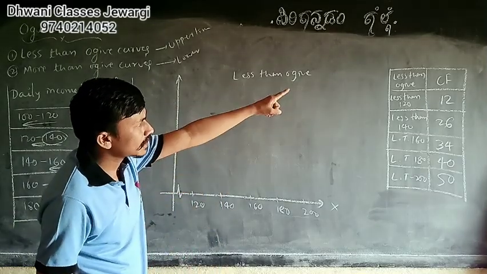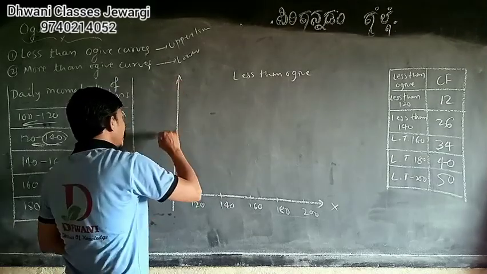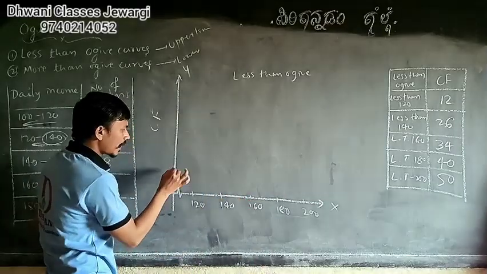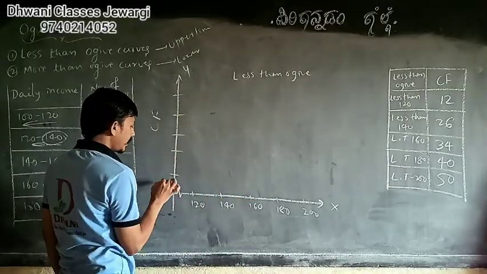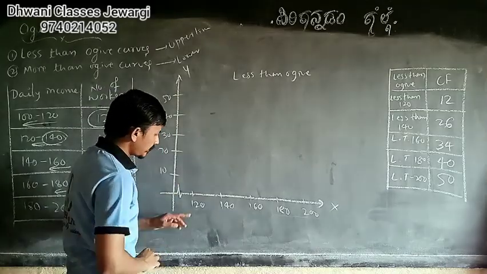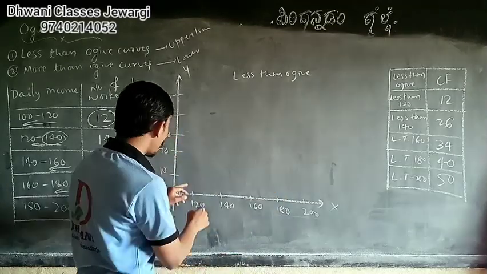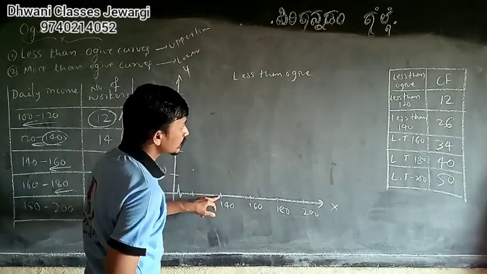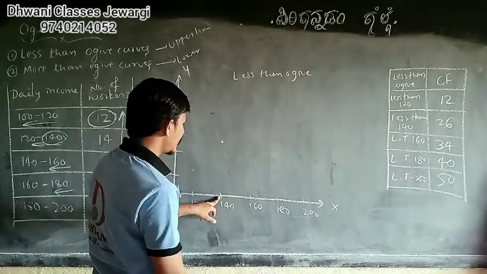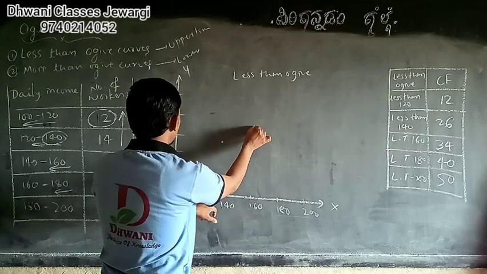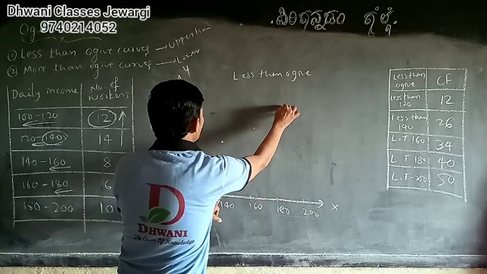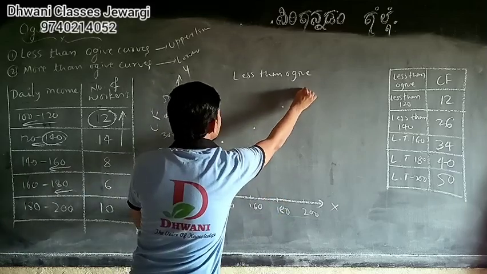First of all, less than 120. The y-axis is always CF. 50 is the topmost value of CF, therefore I will be marking 10, 20, 30, 40, 50. Then for 120, CF is 12. Next, 140 is 26. 160 is 34. 180 there is 40. Next, 200 there is 50.